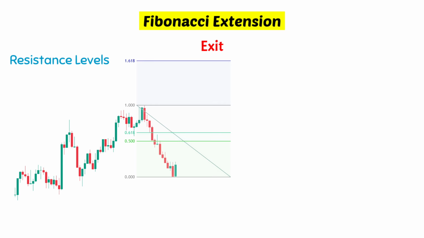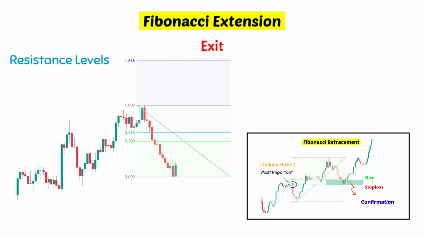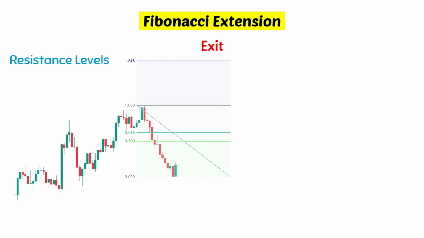Notice the difference. Earlier, we drew Fibonacci on the main rally to find our entry. Now we draw it on the retracement price from the pullback high to the pullback low. In this setup, the 1 level will be at the swing high and the 0 level at the swing low. Our primary target is the 1.618 Fibonacci extension level. This level often acts as a strong resistance zone.